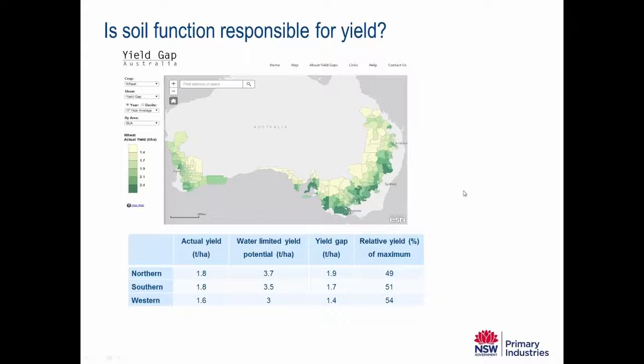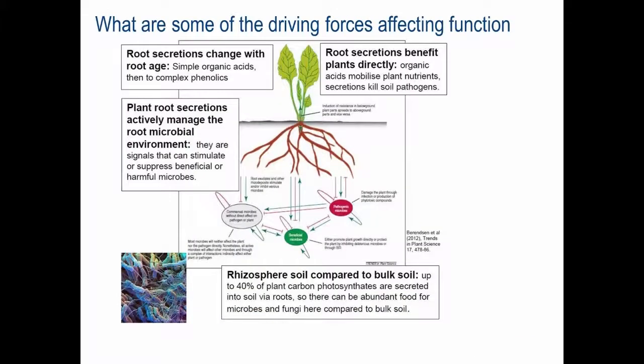And even with those two key limiting factors taken out, I'll just skip straight to this right-hand column here. Basically, across Australia, we're lucky to get 50% of the maximum yield that a particular soil under a given climate and rainfall scenario is capable of delivering. This gap in yield is essentially due to soil function, and probably most likely due to soil chemical and biological functionality.